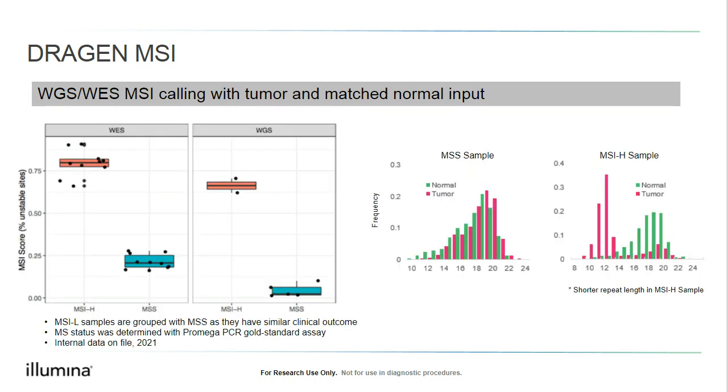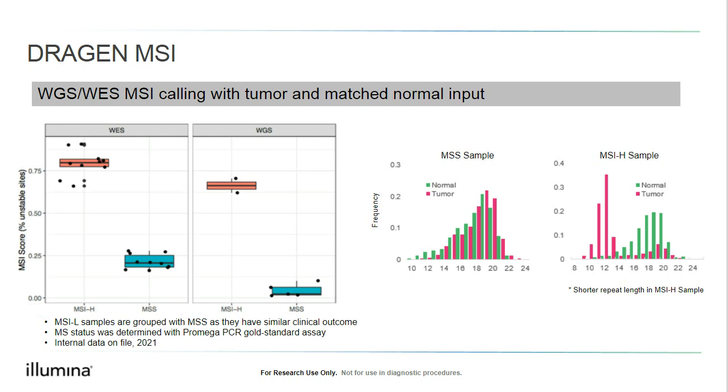We have done some benchmarking for whole genome as well as whole exome samples. These samples were part of a Promega PCR gold standard array, and then the MS status was determined from those assays. Here on the left in the plots, we are showing how DRAGEN MSI calling compares for whole exomes and whole genomes when we compare against those gold standard assays.